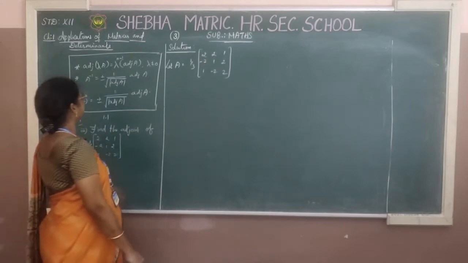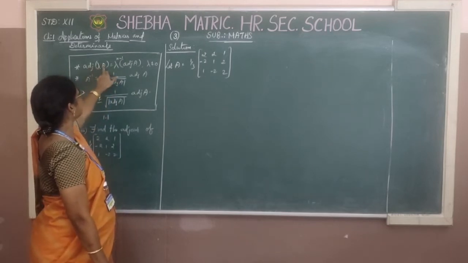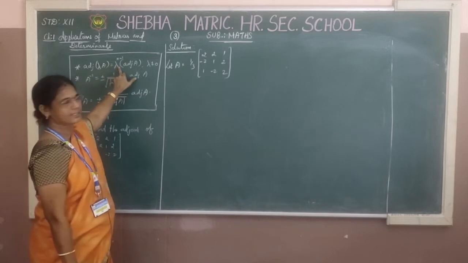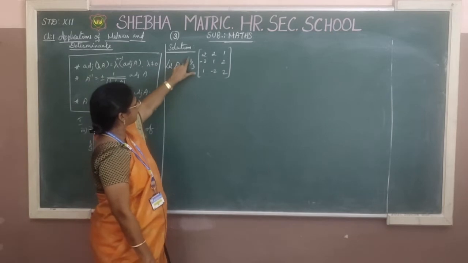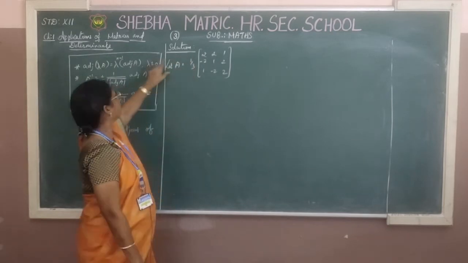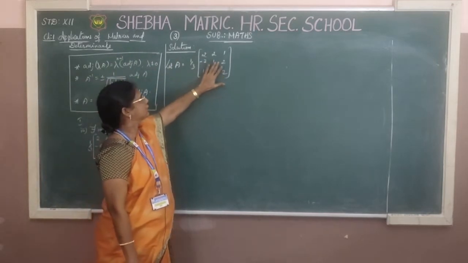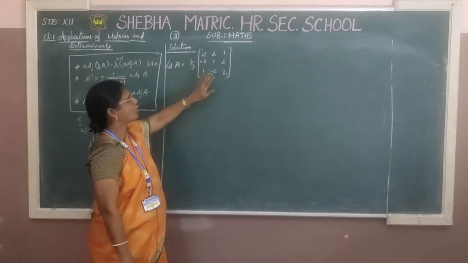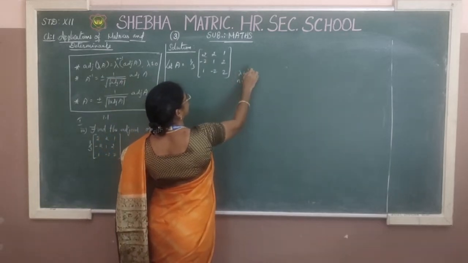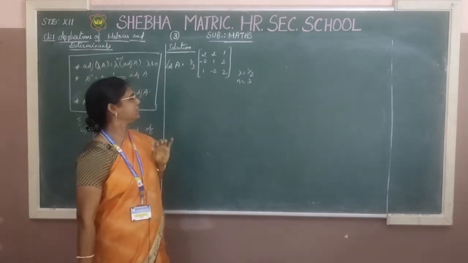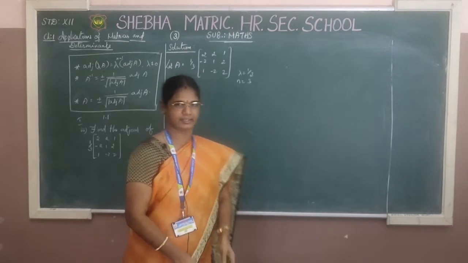In the first formula, adjoint of lambda A equals lambda power n minus 1 into adjoint of A. Here, in this sum, lambda is 1 by 3. What is n? n is the order of the given matrix. Now this is a third order matrix, so n is 3 and lambda is 1 by 3. Next you have to find the adjoint matrix.